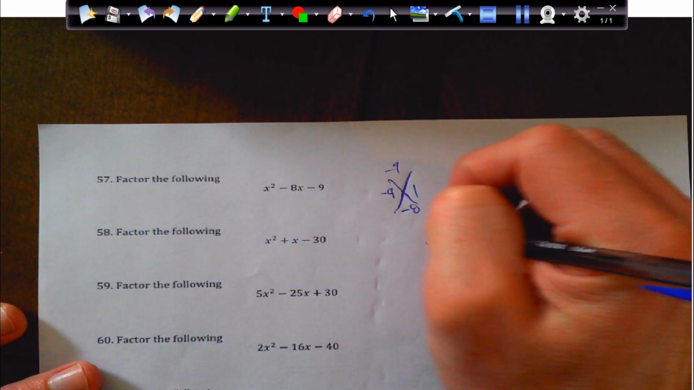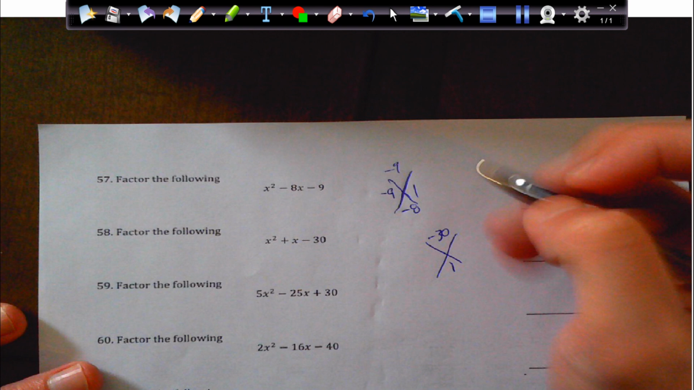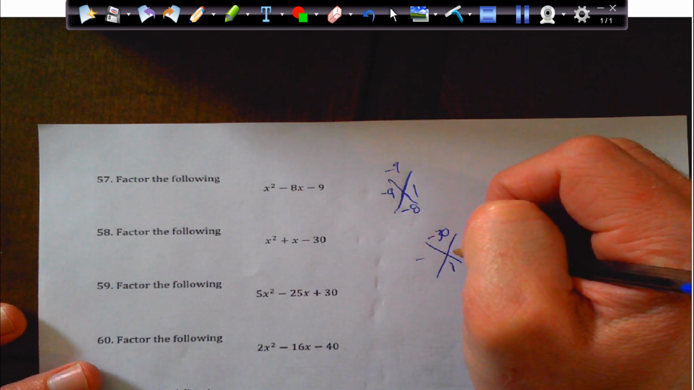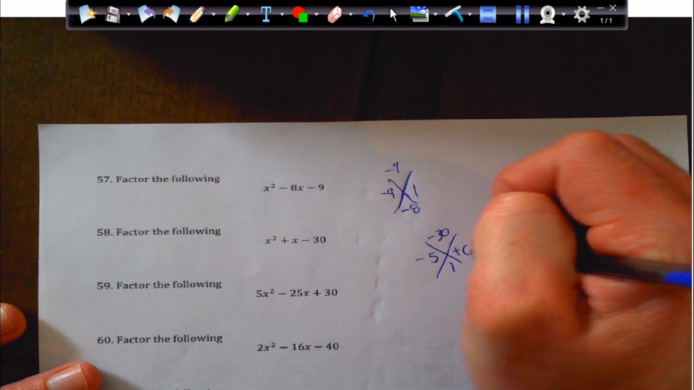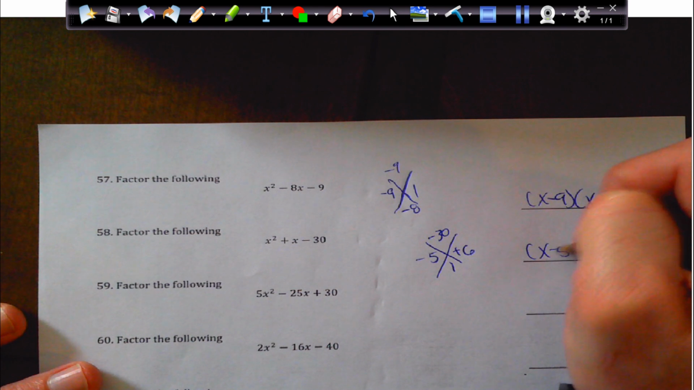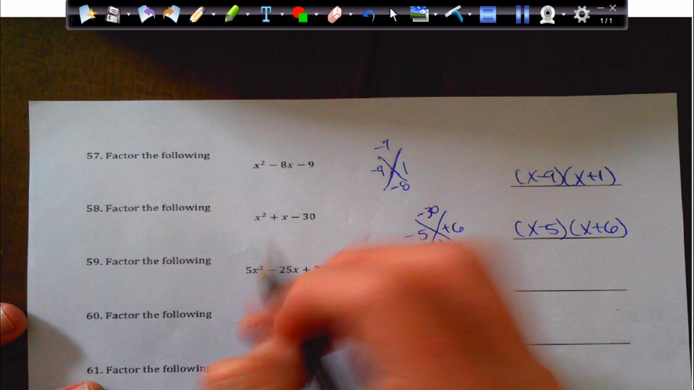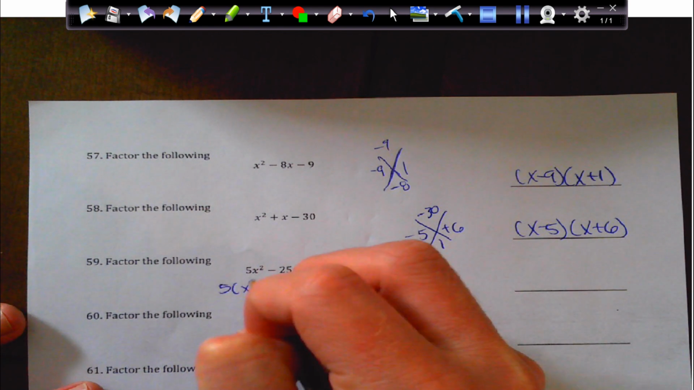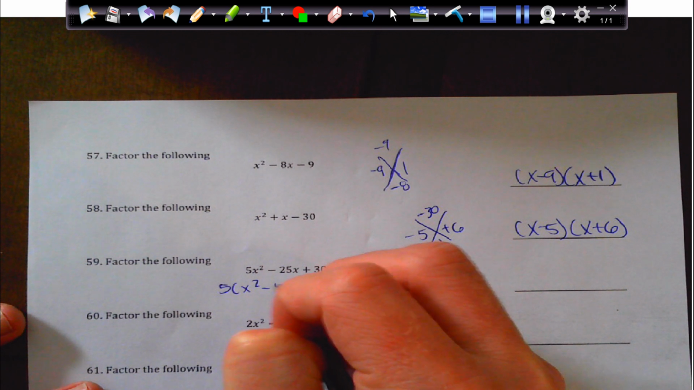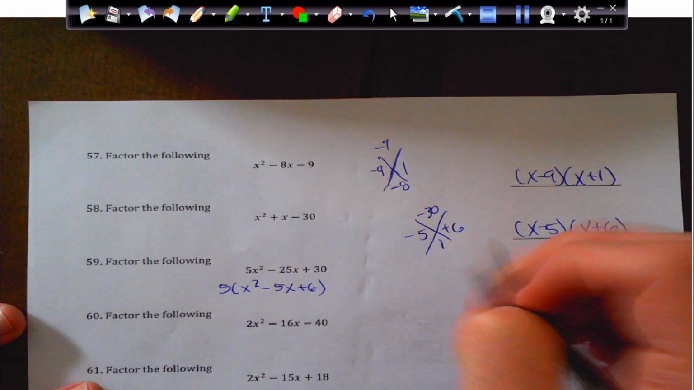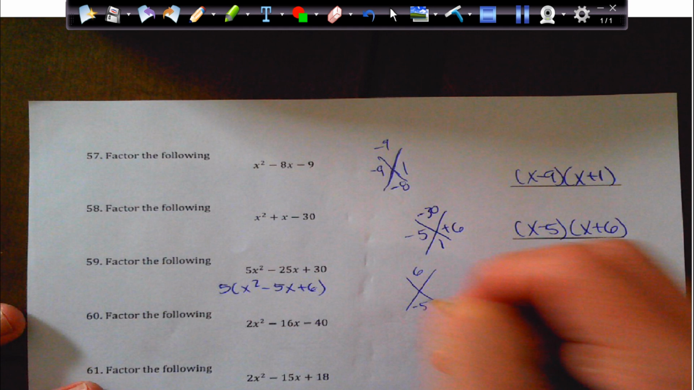Next one, negative 30 and 1. So they have to be different signs. I'm going to go with negative 5, positive 6. Again, you just have to be practicing and trying different factors of the numbers until you get something that works. Here, I should factor 5 out before anything. That's 5, and that's 6, and then we factor using the 6 and negative 5.